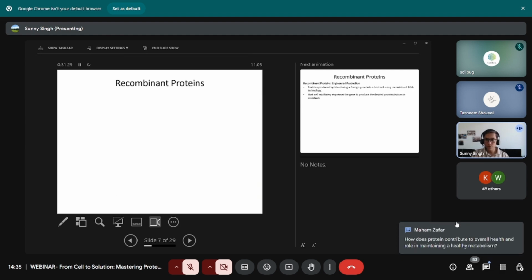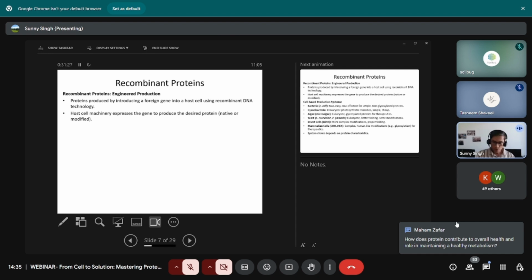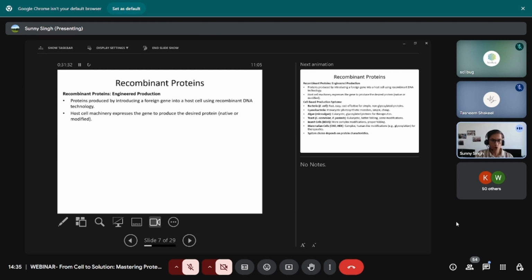So now recombinant proteins. What are recombinant proteins? Now we know what proteins are, but what are recombinant proteins? Recombinant proteins are specially engineered proteins which are produced by introducing a foreign gene into a host cell using recombinant DNA technology.